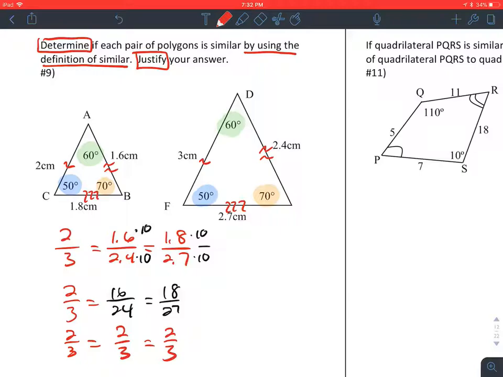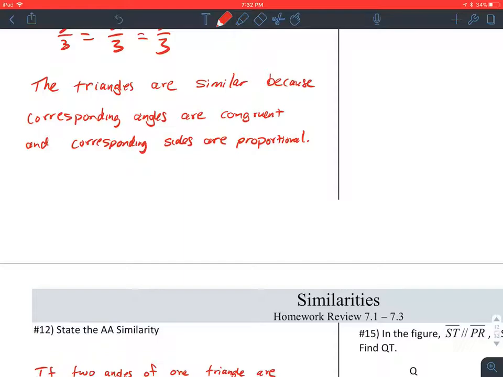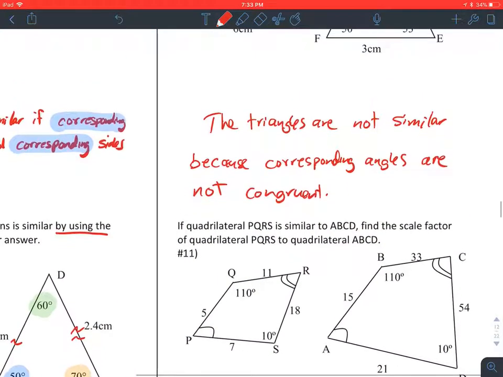At this point we know they're similar by the definition of similarity. Corresponding angles are congruent, corresponding sides are proportional. The triangles are similar because corresponding angles are congruent and corresponding sides are proportional. Yay!